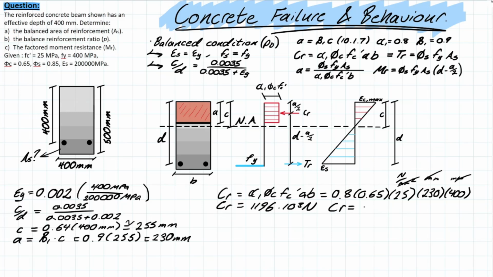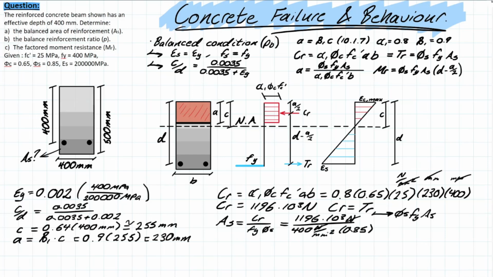We know that Cr is going to equal Tr, so we can start rearranging this formula. If Tr is equal to phi s Fy As, we can rearrange for that As value as follows. We have As is equal to Cr on top over Fy phi s. And this is simply another plug and chug situation, where we have the compressive force that we already solved for, that's in newtons, the 400 Newton per millimeter squared, and phi s, which is 0.85. Newtons are going to cancel. The millimeter squared comes to the top, and your As for a balanced condition is going to be approximately 3,500 millimeters squared.